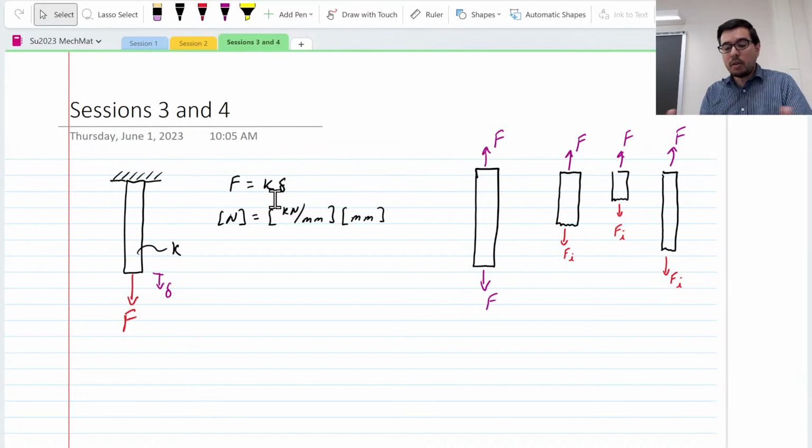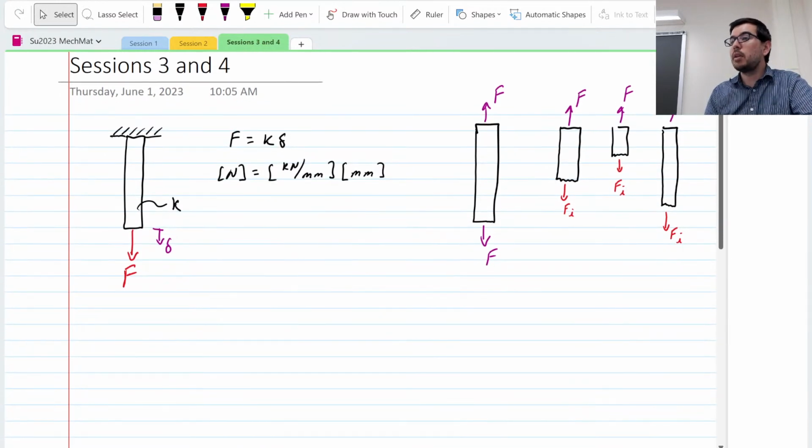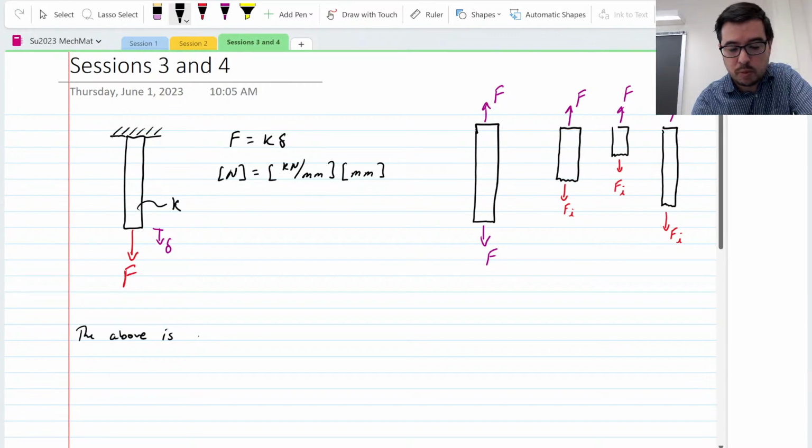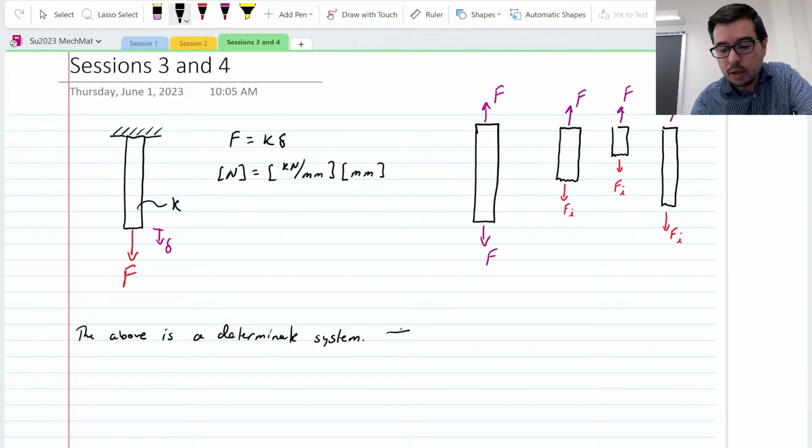The way we've drawn this is a determinate system, okay? And those are the types of systems that you were primarily working with in statics. So the above are familiar from statics.